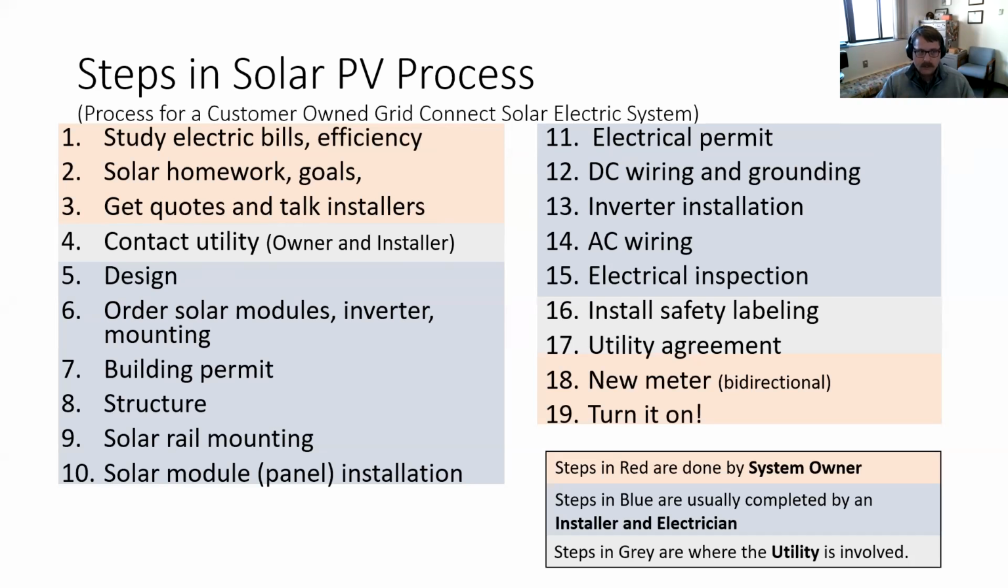The other sections typically are done by the installer. Number 5 through 15 is essentially all the installer is going to do. Unless you're doing your own, the installer is going to do those. And so really the business owner, homeowner really should be paying attention to 1 through 3. And then finally, after 18 and 19, they're the ones that are going to be living with it. So that's kind of the steps in the process.